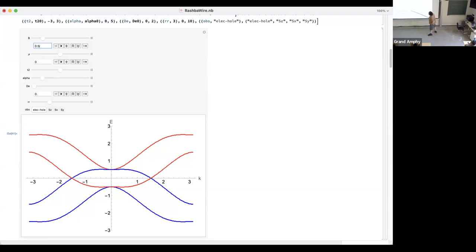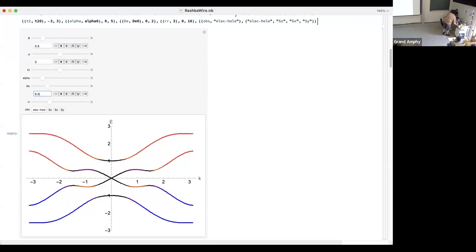So now you see there is pairing. It is a superconductor, but the magnetic field is too strong. So this guy is gapless. It's at transition between two superconducting states. So here it's black, the electrons and holes are fully mixed. It's a paired state. But it's not gapped. The magnetic field is too strong.